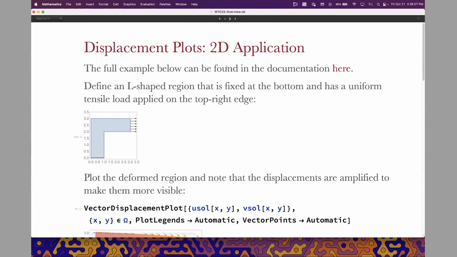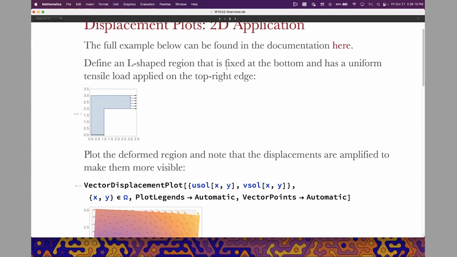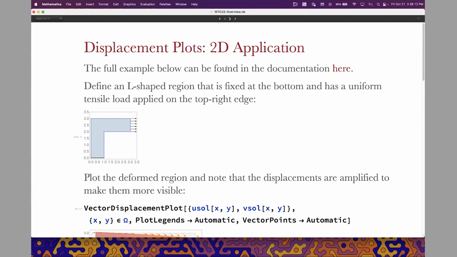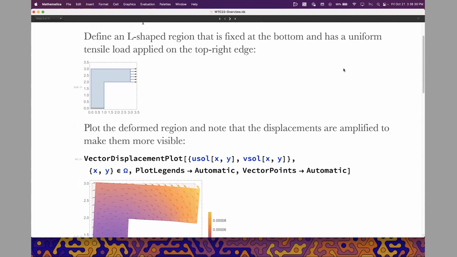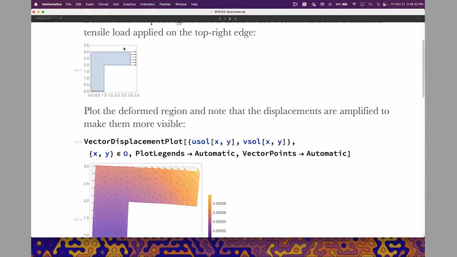And so, a couple of examples of this that are more applied. I'm not including all of the code for these in this notebook. There's a link here to the documentation where these examples are done in their full glory and fully derived and worked out. But to summarize, in this case, we have an L-shaped object, and it's being fixed solid at the bottom, at the base. And we're pulling to the right on the top portion of that L.